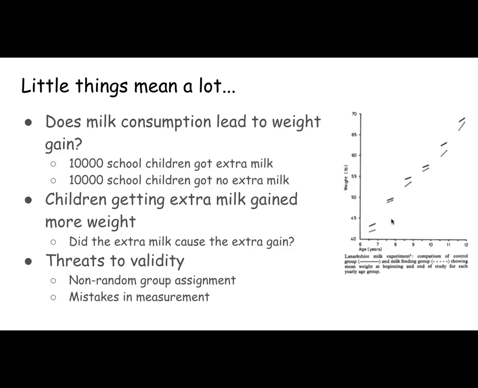So in this case, one thing that's important to notice is that in each case, and they've broken the kids up into different age groups, the kids who got the extra milk always started off weighing less than the kids in the control group. And if this was truly randomly assigned, you would expect them to be pretty similar, or you might expect, in some cases, the kids who started out getting milk to weigh more than the kids who did not.